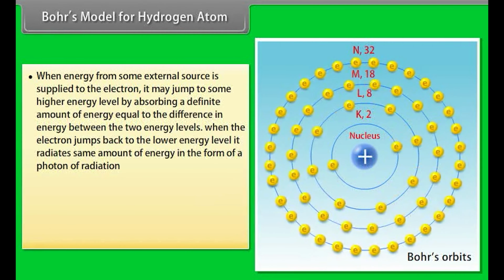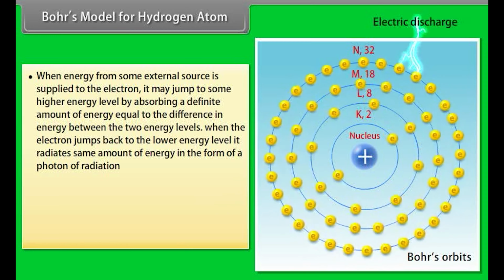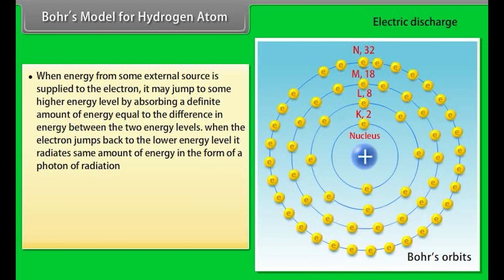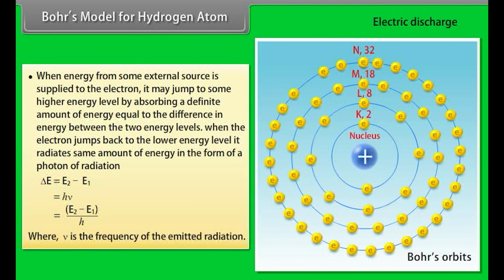When energy from some external source is supplied to the electron, it may jump to some higher energy level by absorbing a definite amount of energy equal to the difference in the energy between the two energy levels. When the electron jumps back to the lower energy level, it radiates the same amount of energy in the form of a photon of radiation. Delta E is equal to E2 minus E1 is equal to h nu. Nu is equal to (E2 minus E1) by h, where nu is the frequency of the emitted radiation.